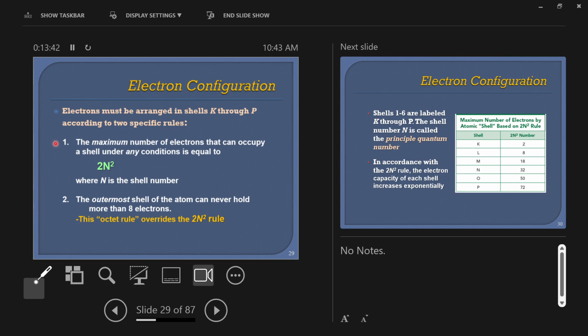So what do we usually use to name the shells? Numbers or letters? Letters. We use K, L, M, N, O, and P, right? Replace K with 1, L with 2, M with 3, and so on, okay? Give them numbers instead of letters, all right? The number of the shell that you want to figure out, you put where the n is, okay? So let's look at oxygen.